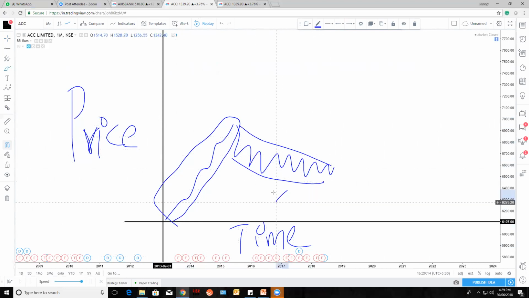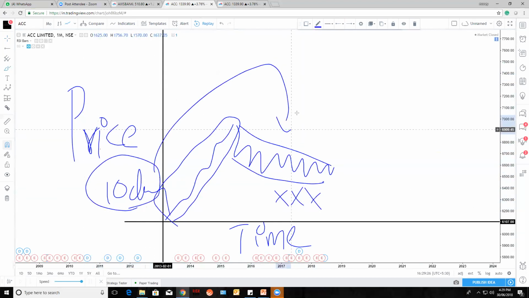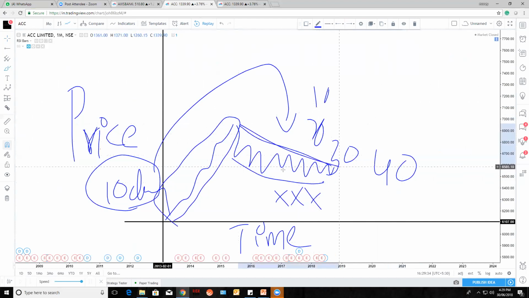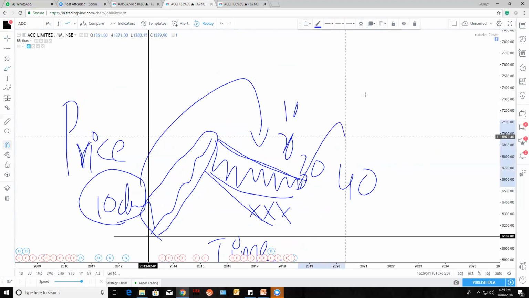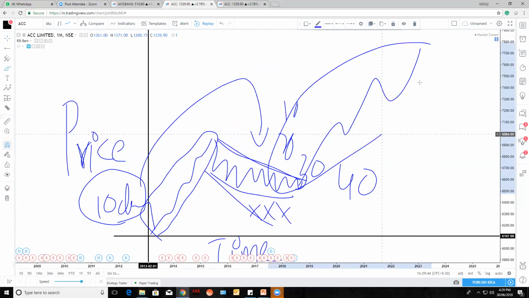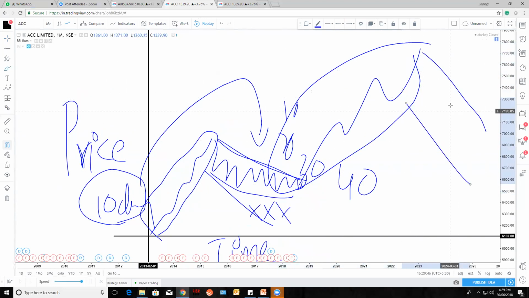It will take more time, say double or triple the time. If the impulse is taking 10 days, the correction will take more than 10 days. It may take 10 days, it may take 20 days, 30 days, or it may take 40 days. But corrective waves always take more time compared to impulse waves. Impulse waves move very fast and take less time. Corrective waves are more time taking.